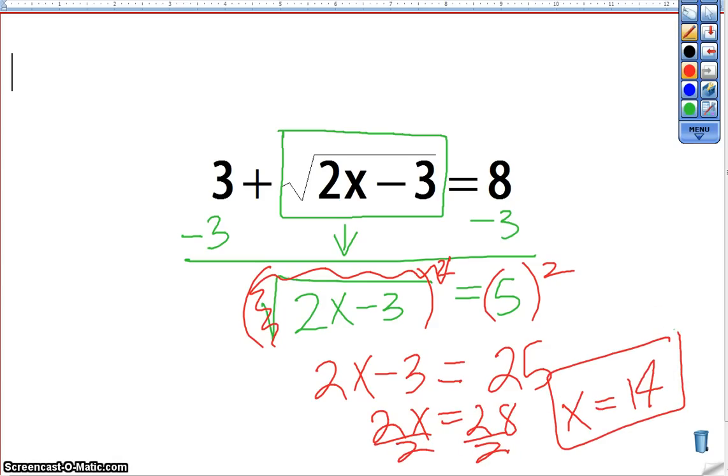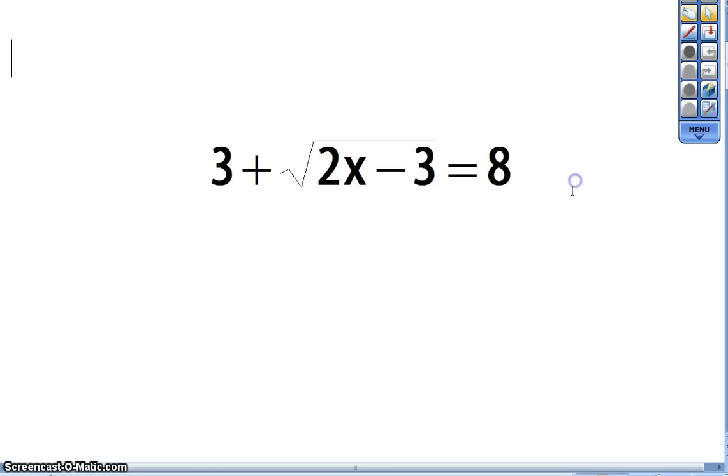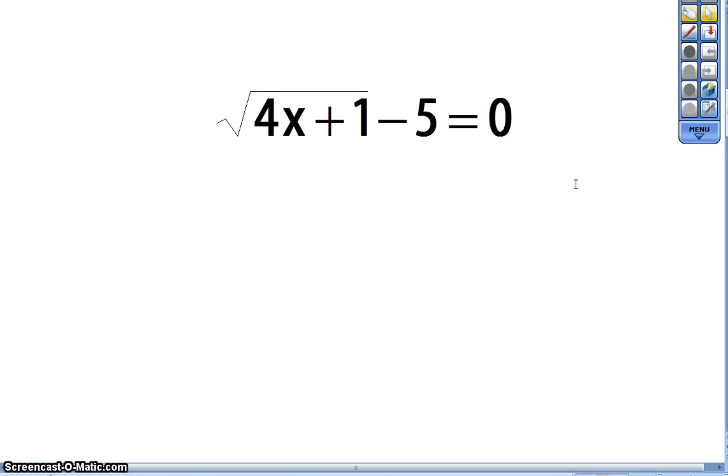Now, the best thing about these, you guys, is you can't get them wrong, because you can put that number back in. 14 times 2 is 28, minus 3 is 25. The square root of 25 is 5, plus 3 is 8, and it checks out. You should be checking every one of these to make sure that you have a right answer.